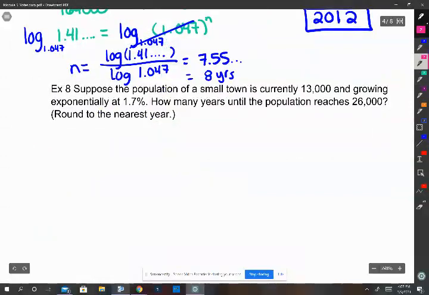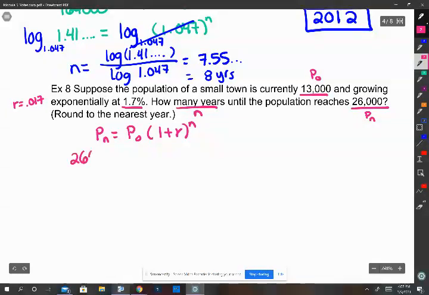Example 8, as we look through it, is kind of the same thing. It says the small town is currently 13,000, so that's P sub 0. It's growing exponentially at 1.7%, so r is equal to 0.017. And our population reaches 26,000, so that's P sub n. And we're looking for how many years until the population reaches that. So our equation again is P sub n is equal to P sub 0 times (1 plus r) raised to the n. And then we put everything in.